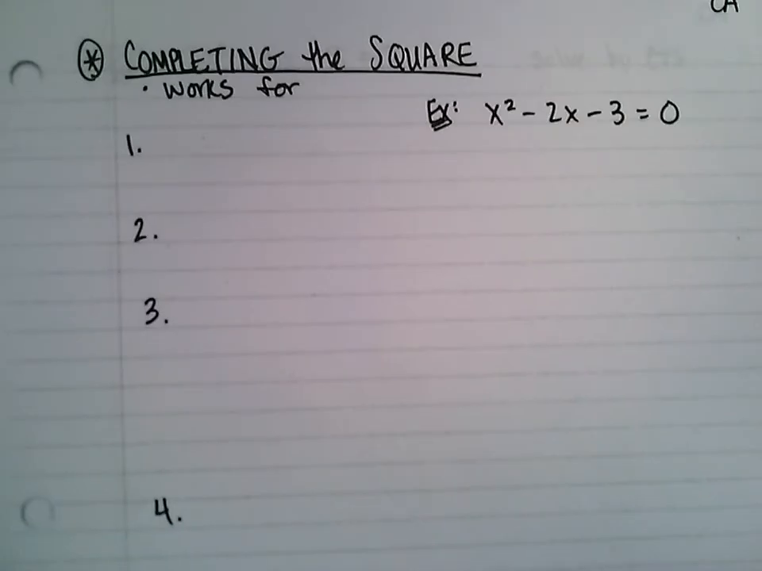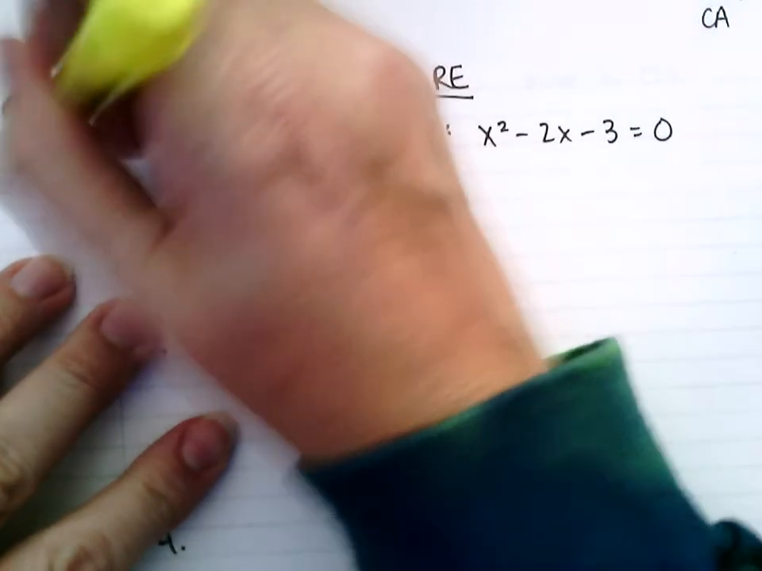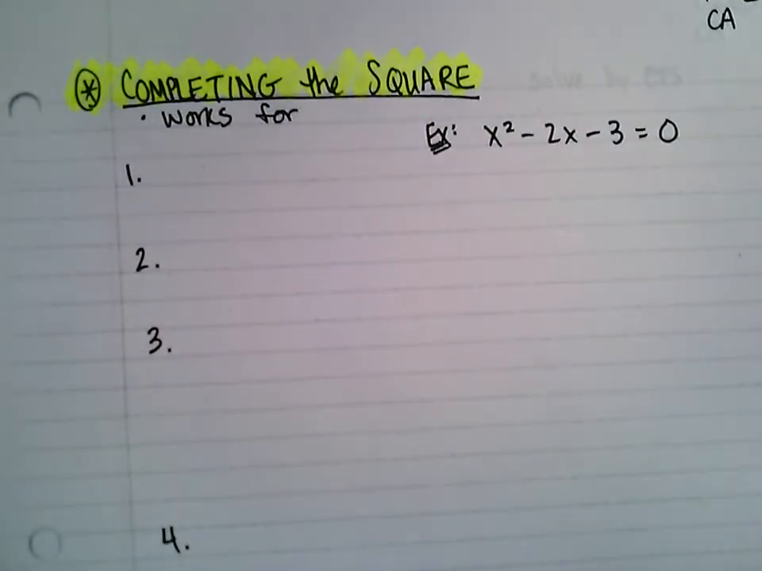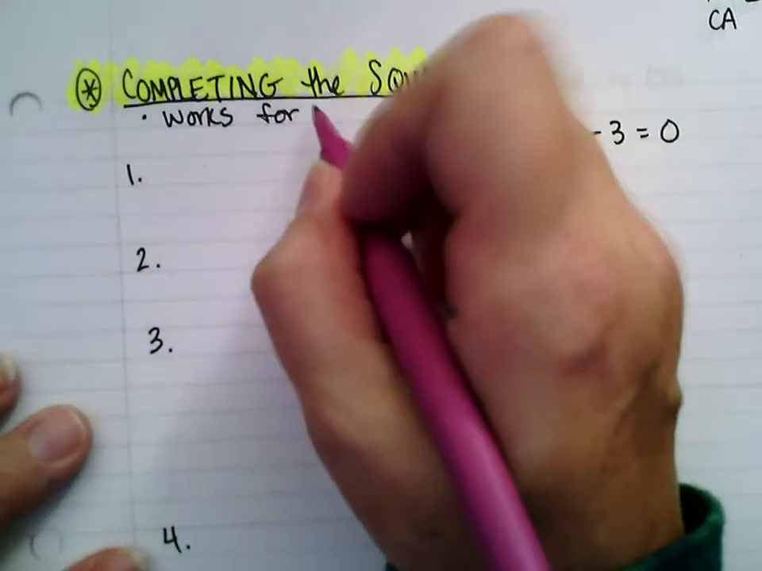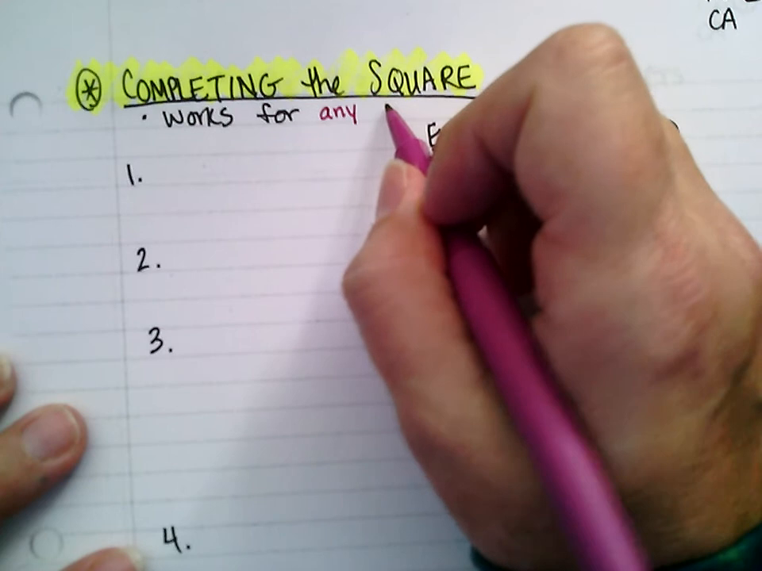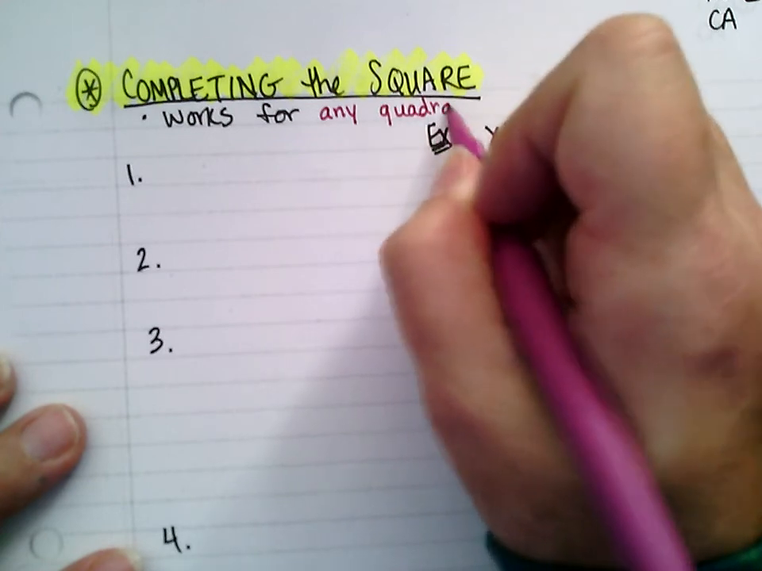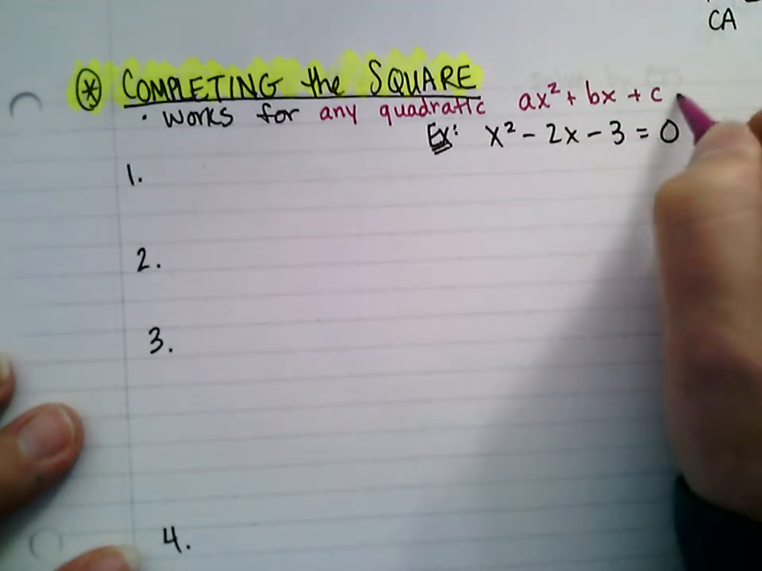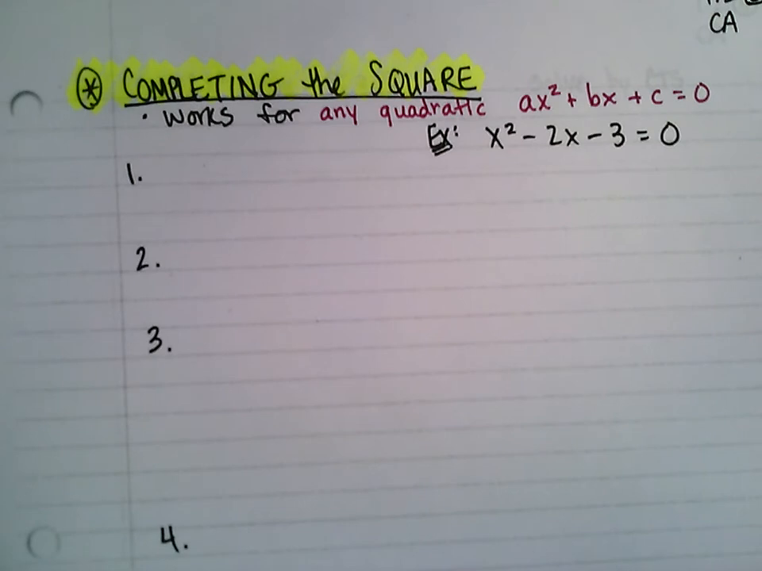Our third method for solving quadratic equations, completing the square. Unlike the first two methods, completing the square is going to work for any quadratic equation in the form ax squared plus bx plus c equals 0. So I will take you through completing the square one step at a time.